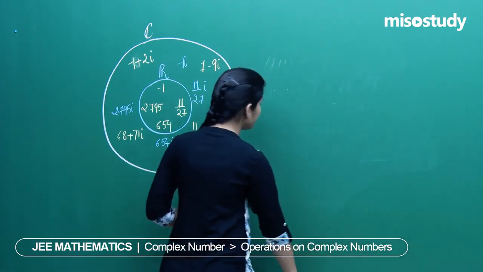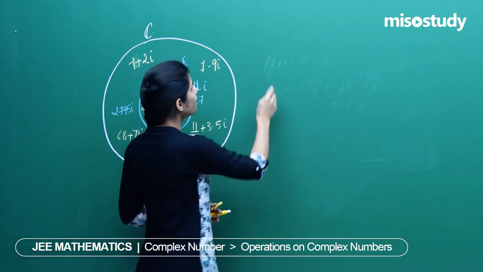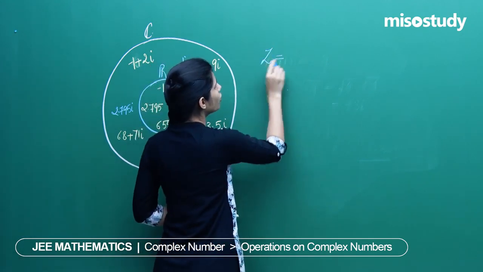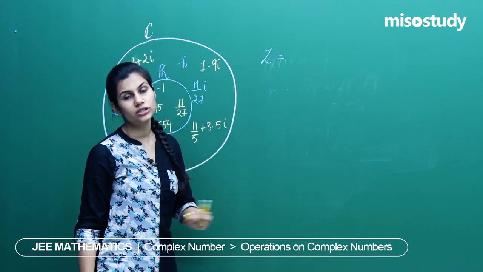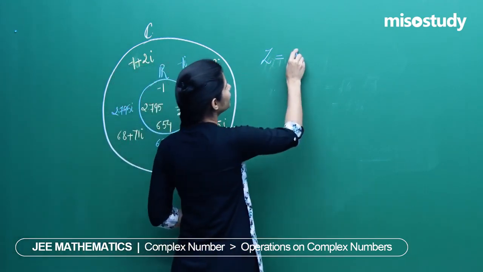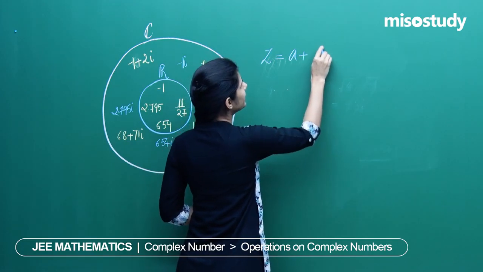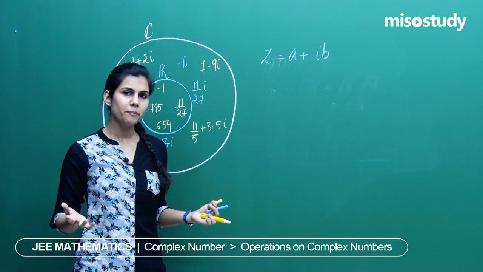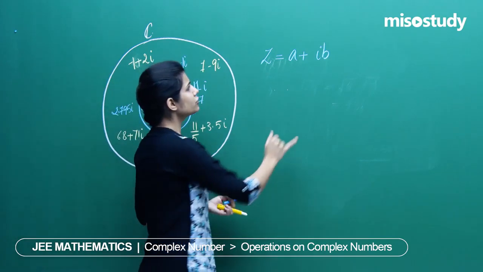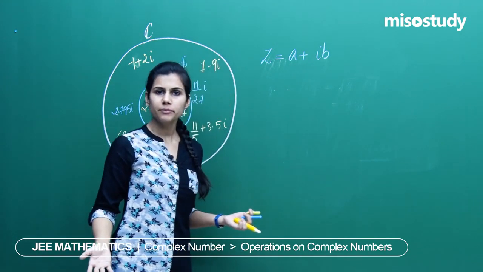We realized that every complex number is denoted by small z, and it is nothing but the sum of real and imaginary numbers. You just take a real number, add to it an imaginary number, and you get your complex number. That's how complex numbers are. Any number which looks like this is a complex number.